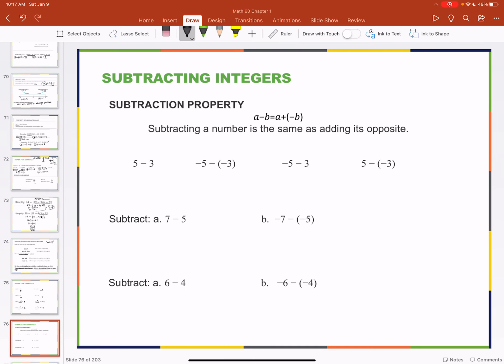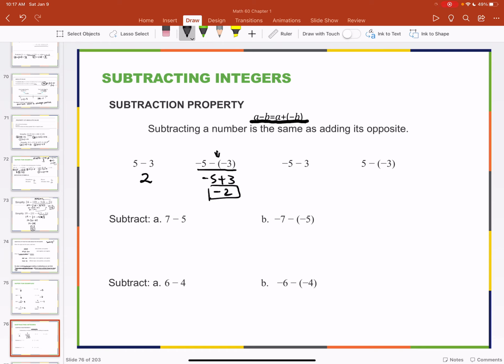So subtraction is the same. One thing I want to introduce: subtracting is the same as adding the opposite. So the same rules apply that we just said. So when you have 5 minus 3, that's 2. -5 minus -3, remember this becomes a plus. That's the same as -5 plus 3, which would be -2, right?